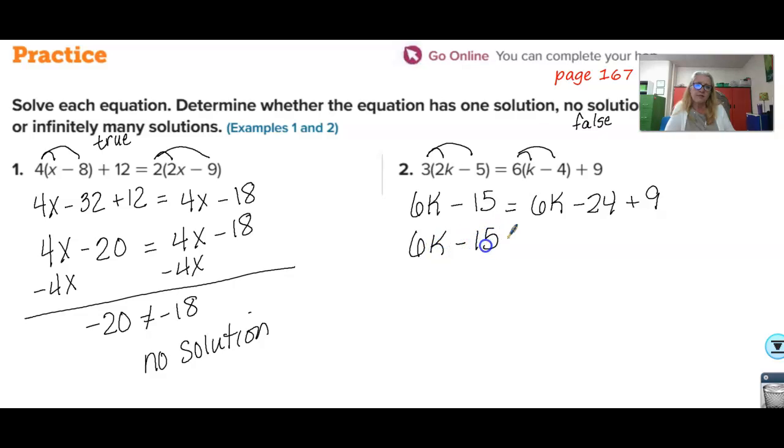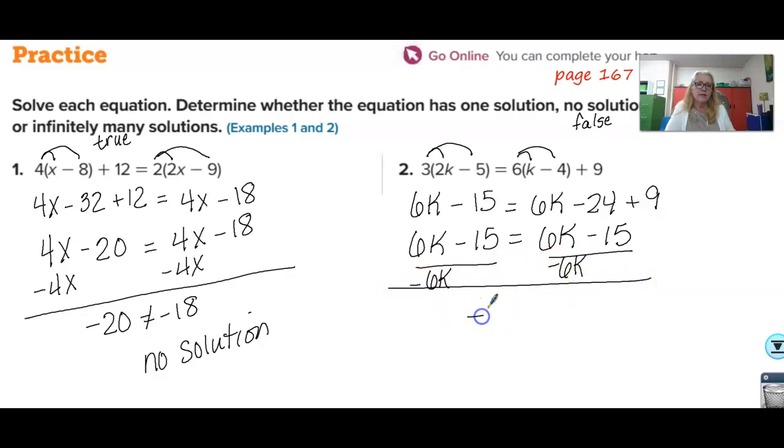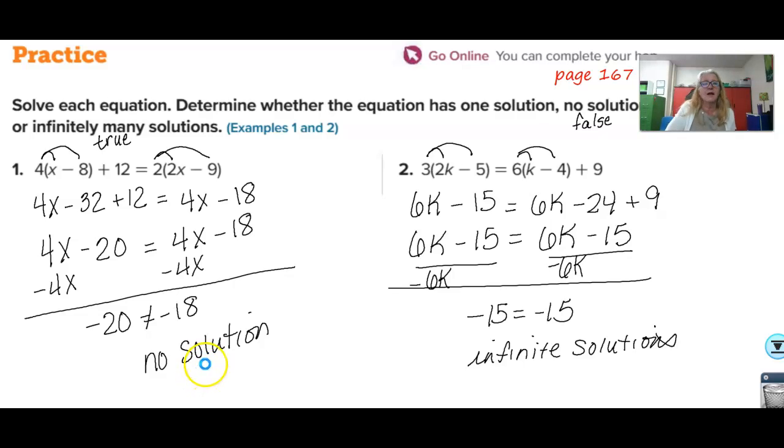We have 6k minus 15 equals 6k, and guess what? Minus 15. These are identical. These will always be equal, okay? So this is going to give you a true statement. You don't believe me? Subtract 6k from both sides. You got negative 15 equals negative 15. That is a true statement. So this has infinite solutions. The left and the right side were identical. Pretty fun. I'm liking it.